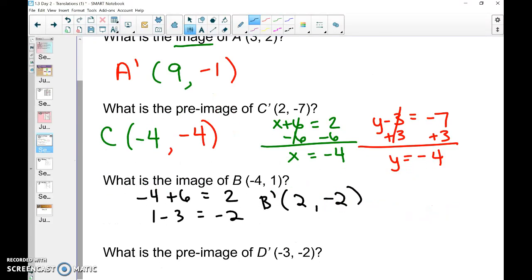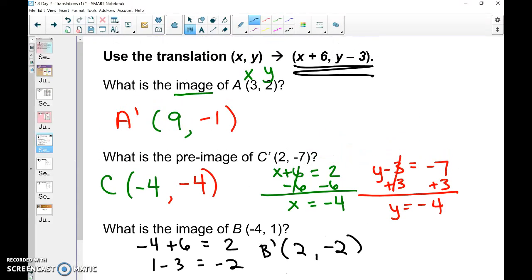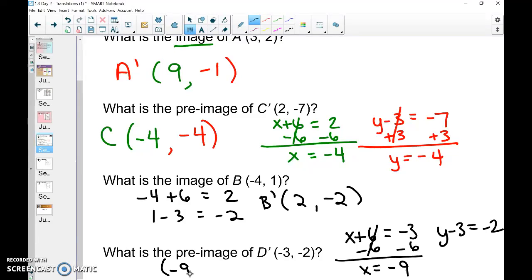The last one, you had to find the pre-image, so you had to go backwards like the second one we did. That means if they plugged x into the equation, they somehow got -3 out of it. So x plus 6 somehow got -3, and y minus 3 somehow got -2. So work backwards. Subtract that. X was originally -9, and y was originally 1. So here's the original point for D. D prime was what it got when you changed it.